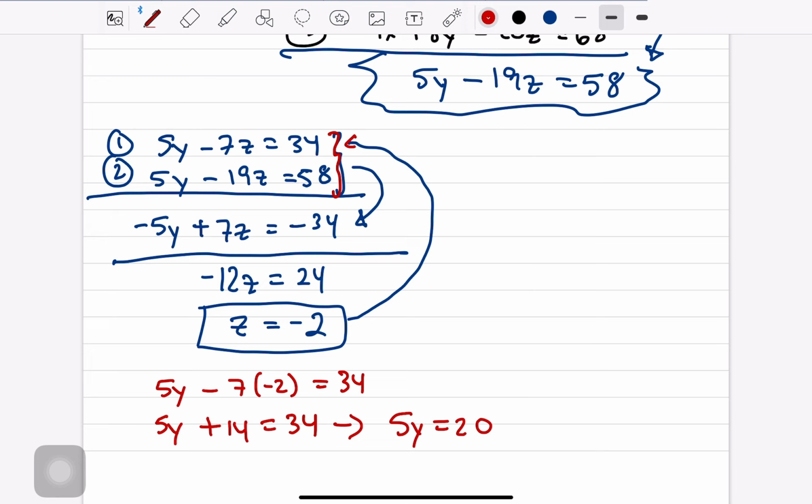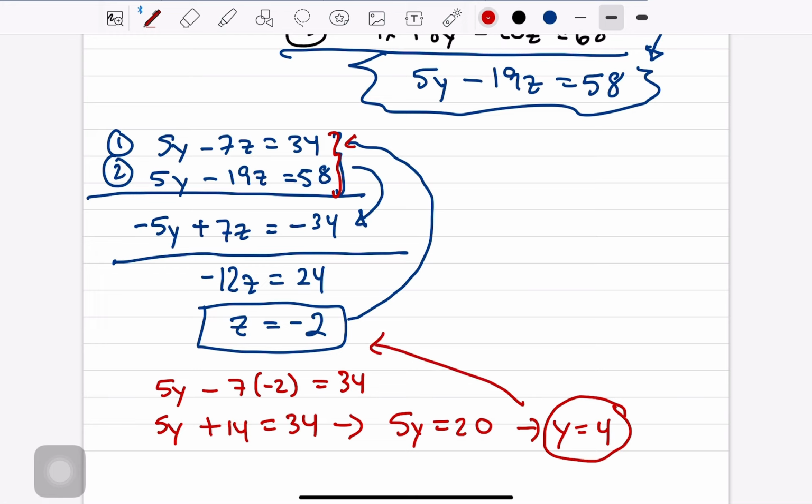Now I'm not going to do hardcore math right there. 5 times y equals 20, so if my y equals 4, that would be 20. So y equals 4. Again, all I did in that last step and a half is just algebra: I subtract 14 from both sides, then divide by 5. Now I have my y and my z.